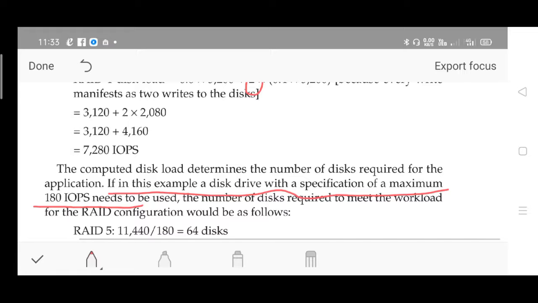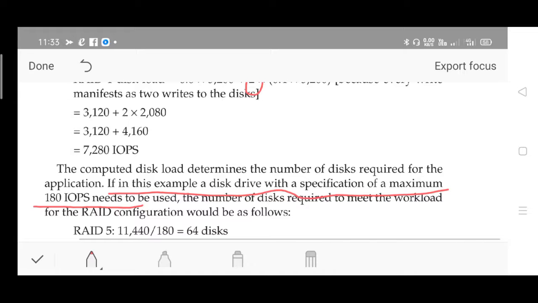Don't worry, this will be given in the question itself. Please remember: the capacity of each disk, how many IOPS a disk can handle, whether 1000, 2000 or 7000, that many IOPS cannot be handled by a single disk. So multiple disks are required. The capacity of each disk in terms of how many IOPS it can handle will be given in the question itself. If it is given as 180 IOPS, read the statement carefully.